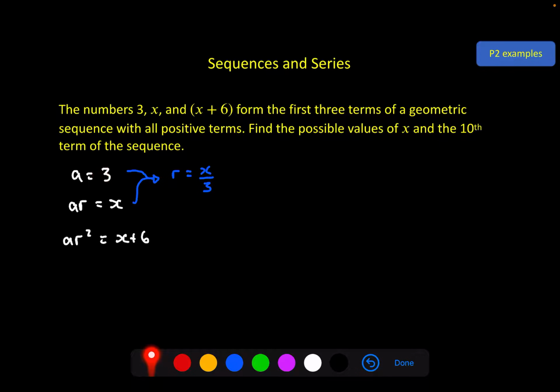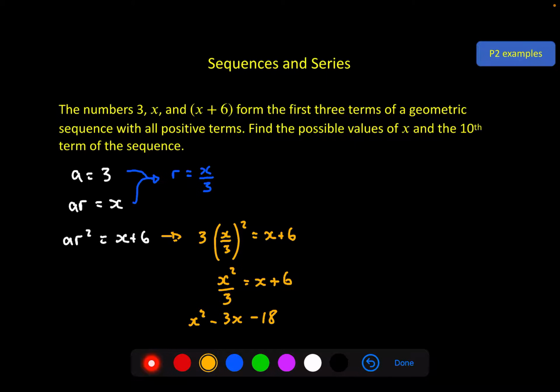If we now put this and this into here, we can eliminate a and r from this equation and get an equation just in x. So let's go ahead and do that. So that tells us that 3 times r squared, which is x over 3, is equal to x plus 6. One of those 3's cancels out, so I get x squared over 3 is equal to x plus 6. Multiply everything by 3 and rearrange. I get x squared minus 3x minus 18 is equal to 0.